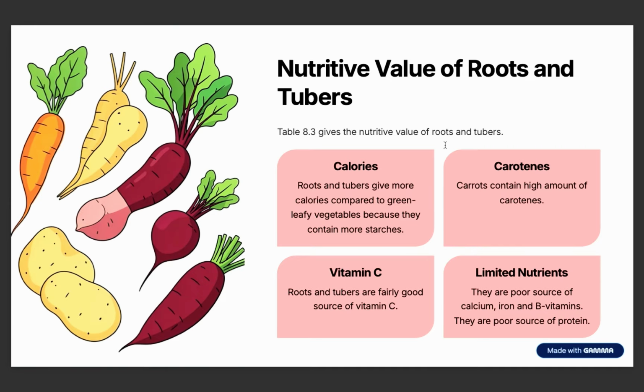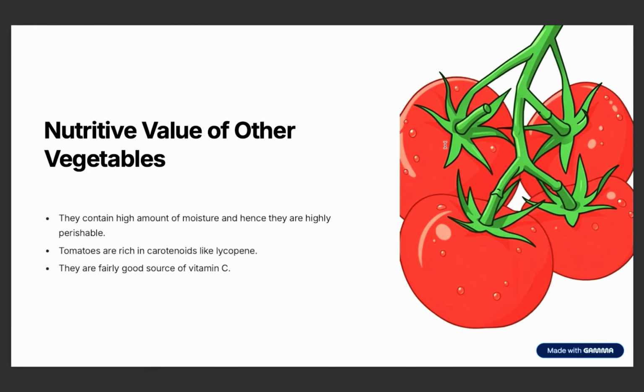Now looking into the other vegetables, which include the other parts of the plant like tomato, brinjal, lady's finger, etc. They contain a relatively high amount of moisture and are very highly perishable since there is a lot of moisture. They contain other minerals in a minimal amount, and tomatoes are rich in carotenoids like lycopene. Most of them are the richest source of these pigments, and there is also a good source of vitamin C.